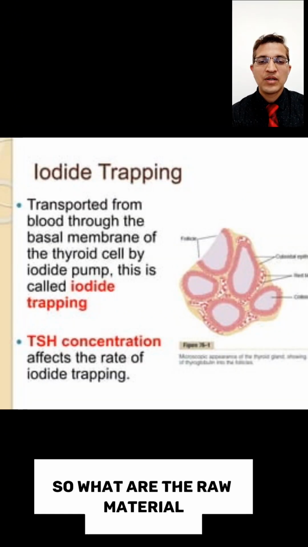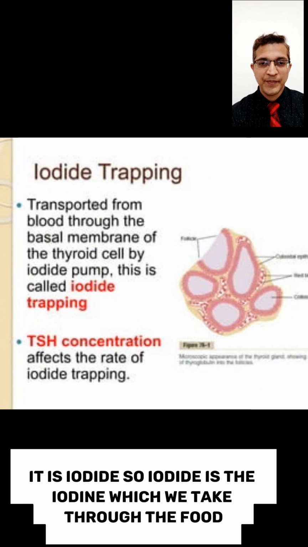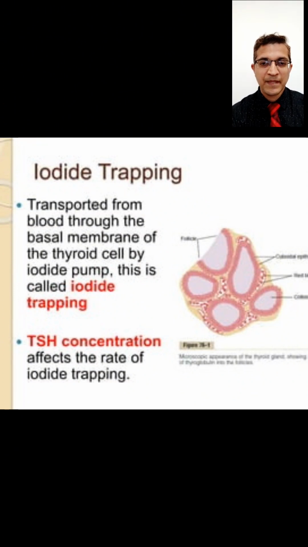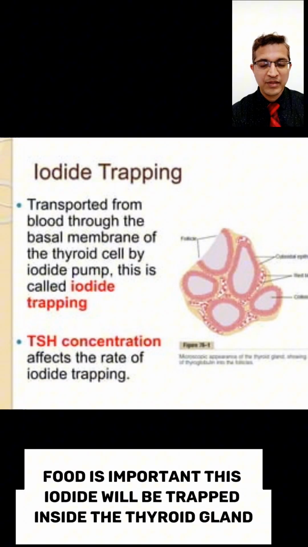So what is the raw material? The raw material required for it is iodide. So iodide is the iodine which we take through the food. That's why iodized salt is important. The iodine content in our body and food is important.